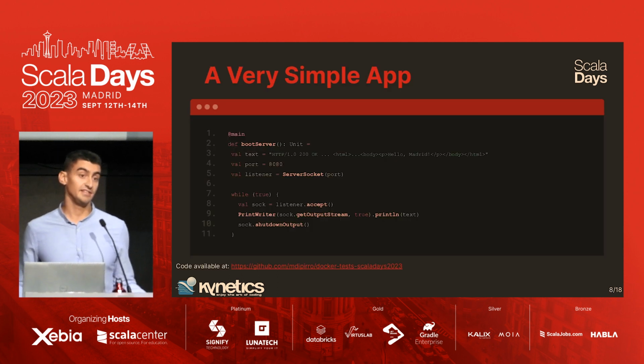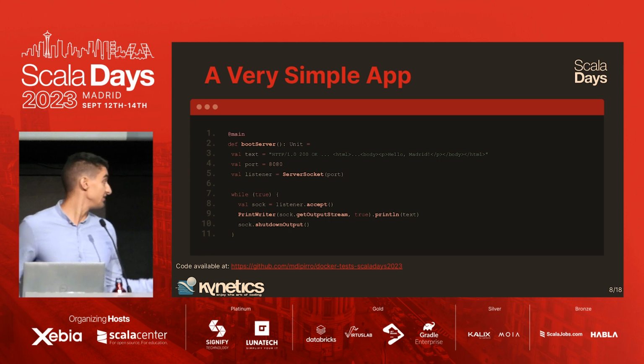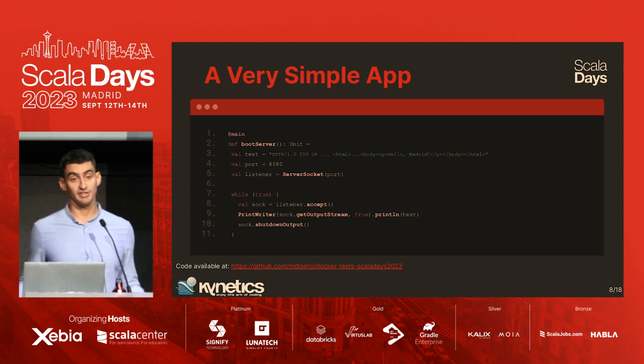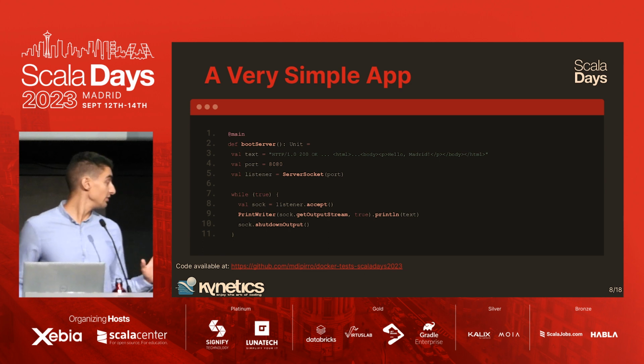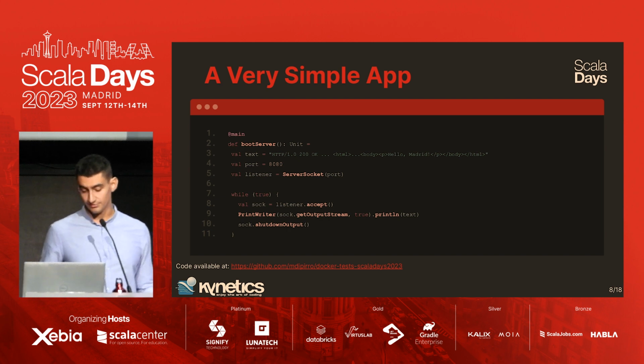For us, our case study will be a very simple Scala application. This is Scala free code. Essentially, the application just opens a connection, listens on port 8080 for incoming connections, and for each incoming connection, it just replies with a very simple web page with only the string hello Madrid in it. So the application is very simple, very basic, but it is complex enough for us to see how different the testing code is using sbt-docker-compose and testcontainers. So we don't need anything more complicated than this to assess the difference in the design of these two technologies.